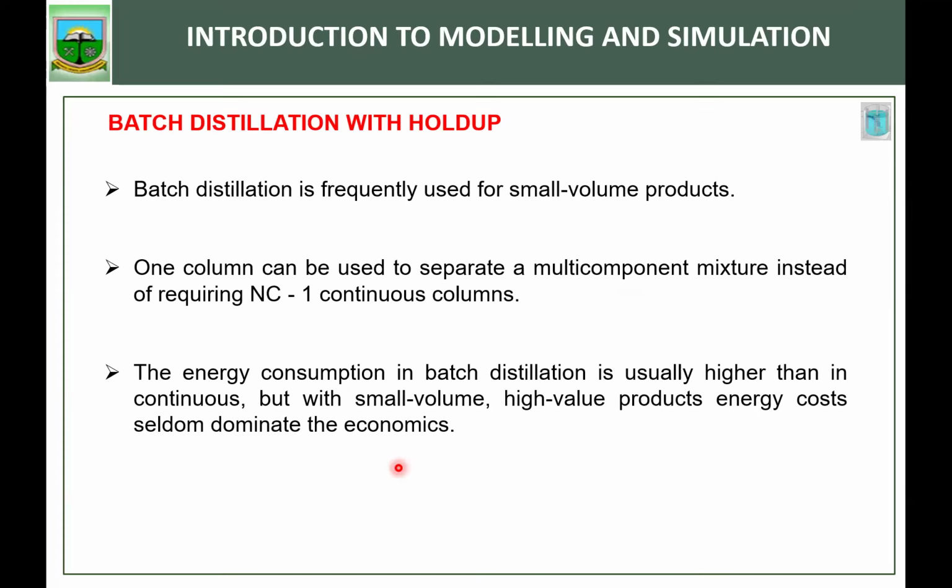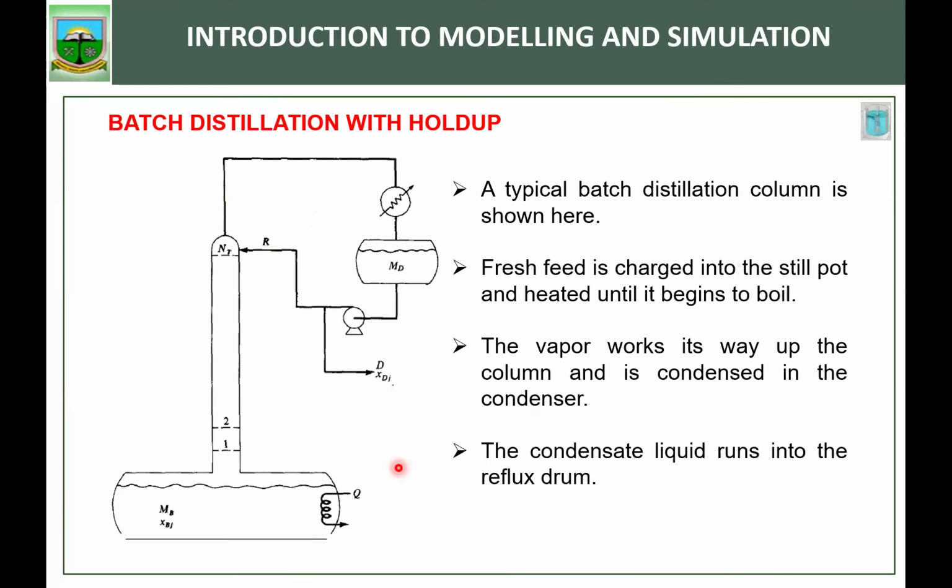So the energy consumption in a batch is usually very high, but when you use it economically, it's feasible. So it works. So people are able to use it sometimes. Usually they look at cost. If you can't spend money to buy an expensive distillation column, then you go in for a simple batch reactor that will help you. So this is how a batch distillation column looks like.